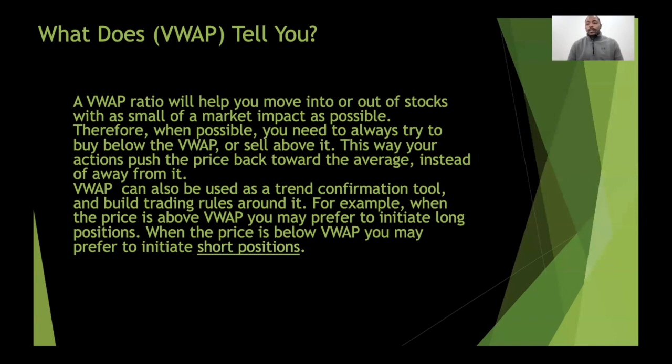A short position is when you sell a stock hoping that it's going to go down. Long position, when you buy a stock, that means you have a bullish thesis on it. And then when you short a stock, that means you have a bearish thesis on it.